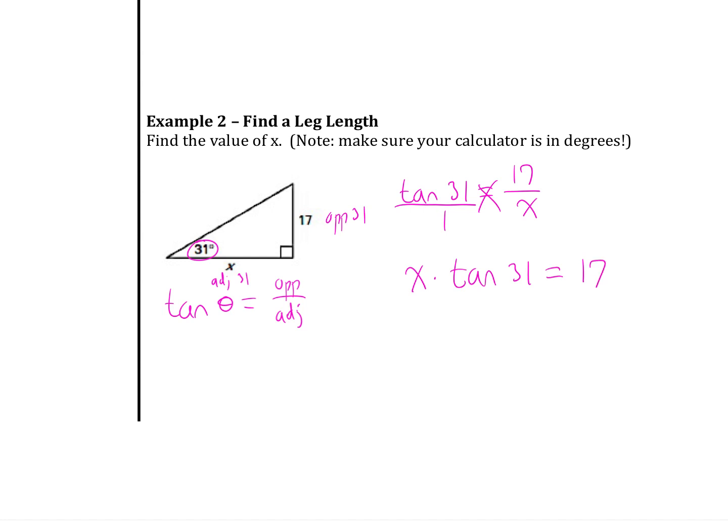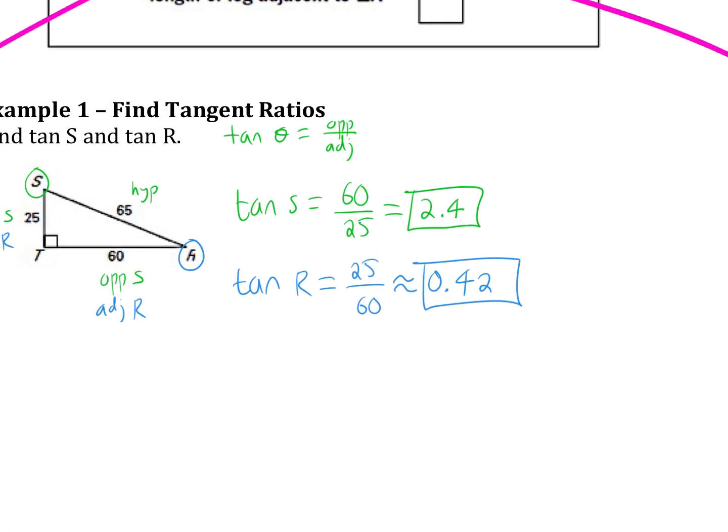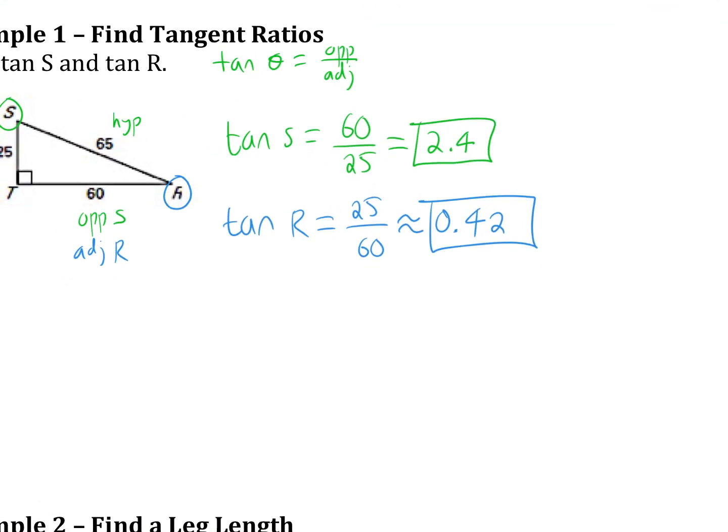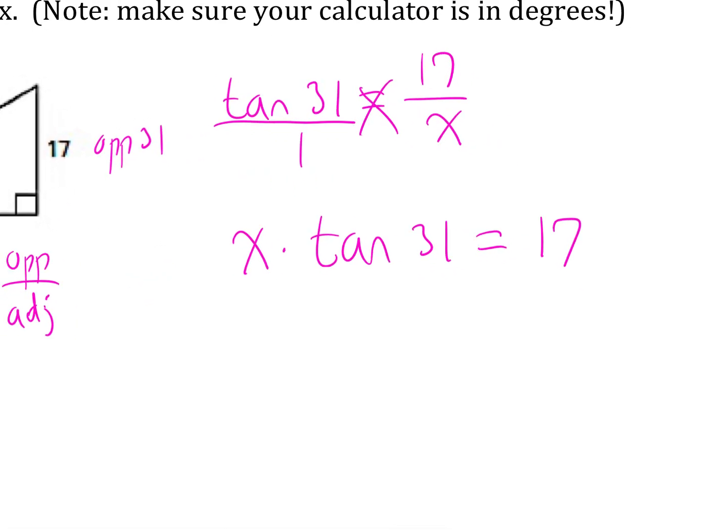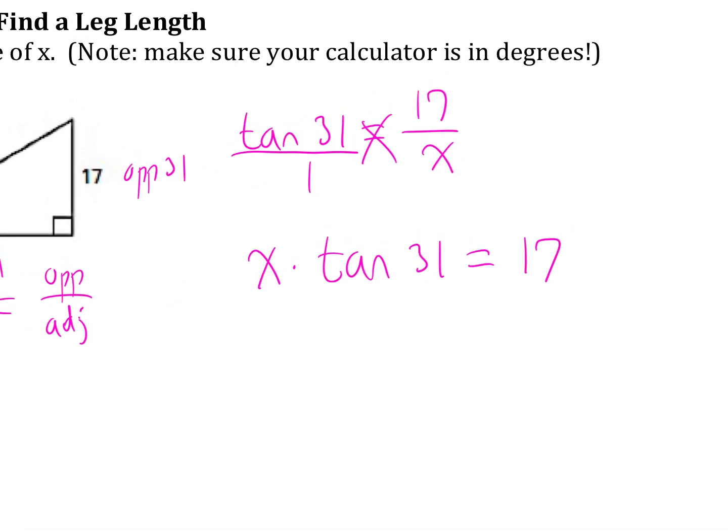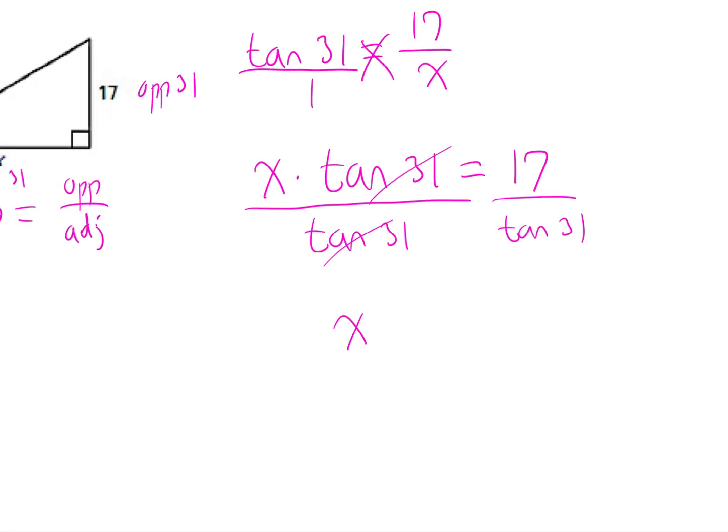is 17. Now, this is weird, right? We have x times tangent of 31 equals 17. How do I get x by itself? Well, it looks like it's multiplying by tangent of 31. Is tangent of 31 a variable or is that a number? It's actually a number. Remember how we calculated up here, tangent of this angle was 2.4, right? This is actually a number, just like pi or e. If we're multiplying by a number, we just divide by that number. It's kind of weird that it's tan 31, but tan 31 is an actual ratio. So we can divide by tangent of 31. If we divide 17 by tangent of 31, we're going to get approximately 28.29.